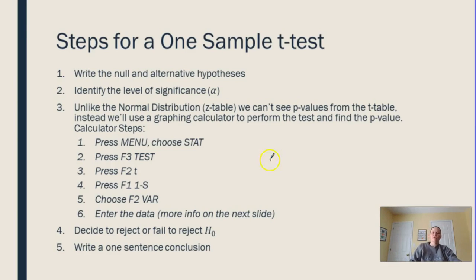So we're going to use our graphing calculator to perform the t-test, and then it will give us the p-value. Then, just like we did before, we'll reject or fail to reject the null hypothesis when we compare the p-value to the alpha, and then we'll write a one-sentence conclusion. Okay, so let's look at an example.